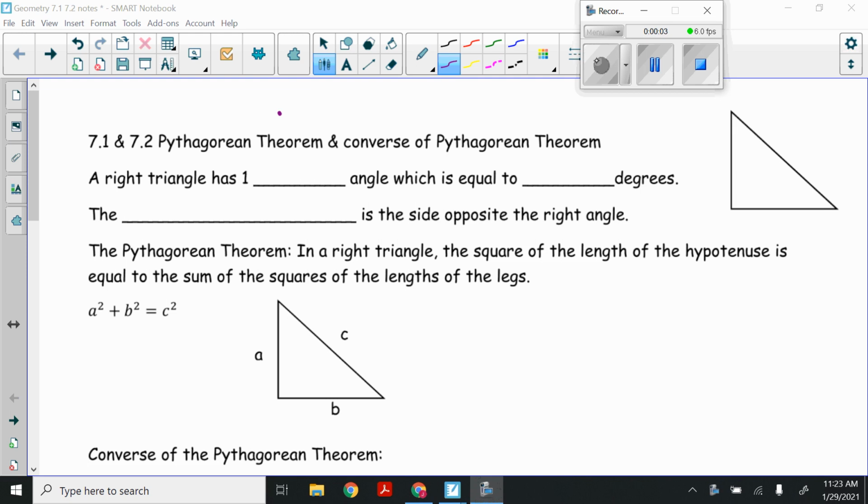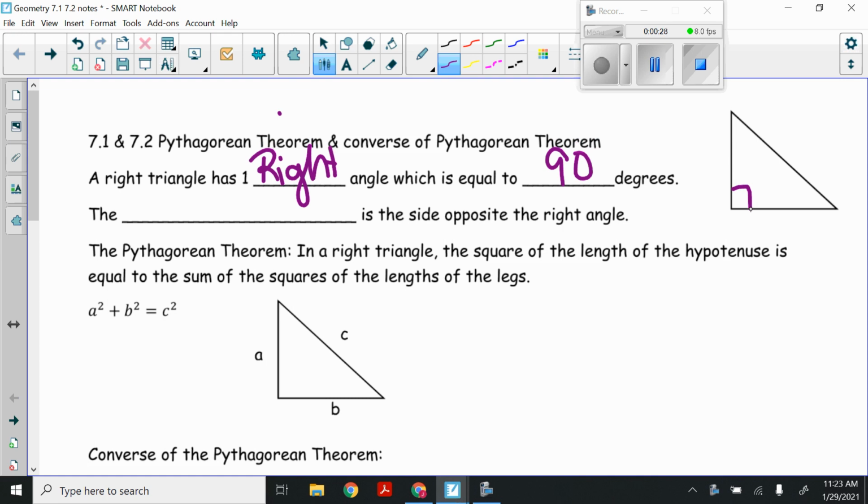All right, today in geometry, we are going to tackle two sections, section 7.1 and 7.2, the Pythagorean theorem and the converse of the Pythagorean theorem. So first we're going to start out with what is a right triangle. A right triangle has one right angle, which is equal to 90 degrees. So in this picture over here, I could put, remember what our 90-degree notation looks like, a right angle.